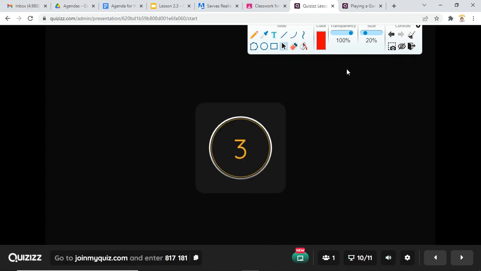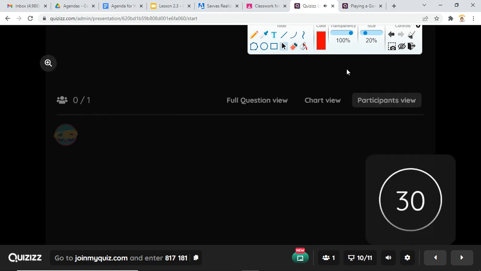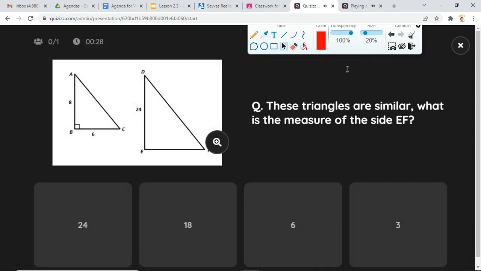Alrighty, we have one more question for us here. If these triangles are similar, what is the measurement of EF down here on the bottom? So we're assuming these triangles are similar. We want to find out what EF is. The first thing we want to do is find our scale factor. Let's take side length DE and side length AB and use those to find our scale factor.